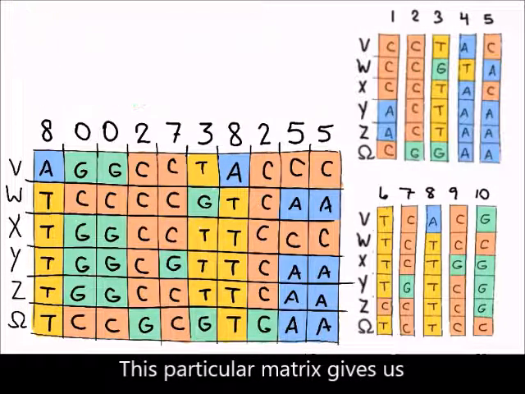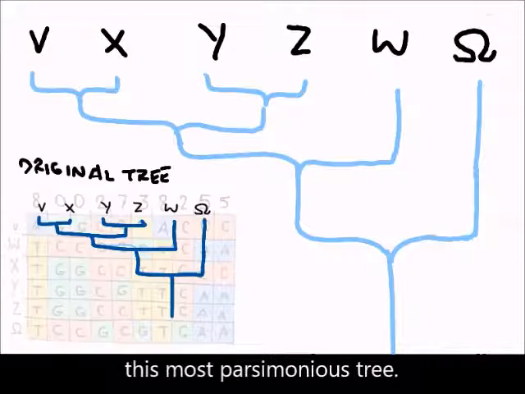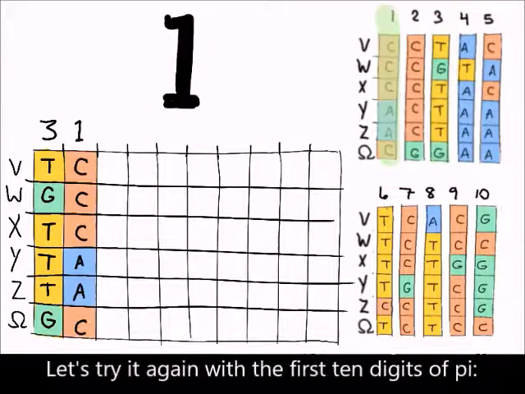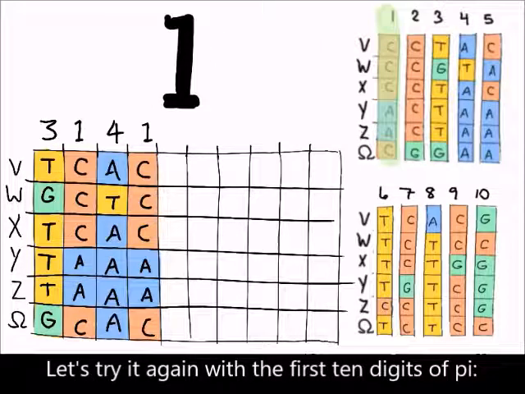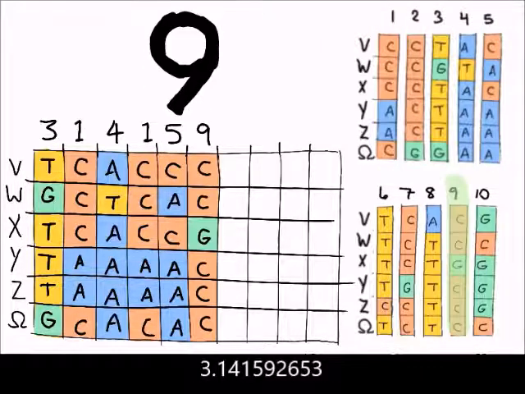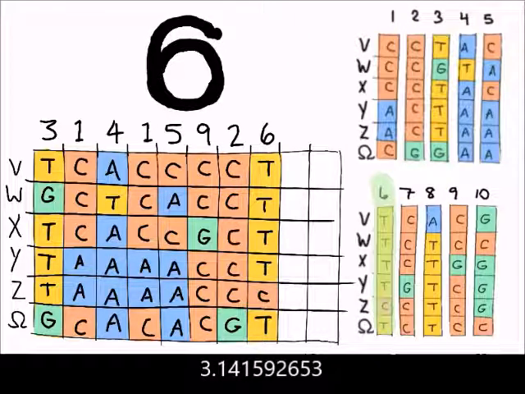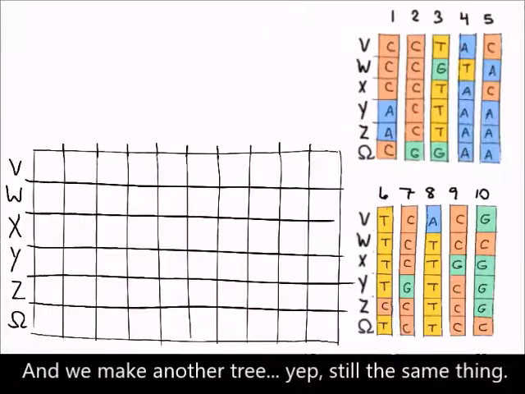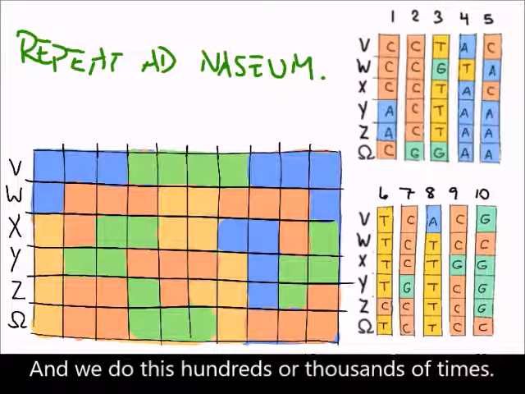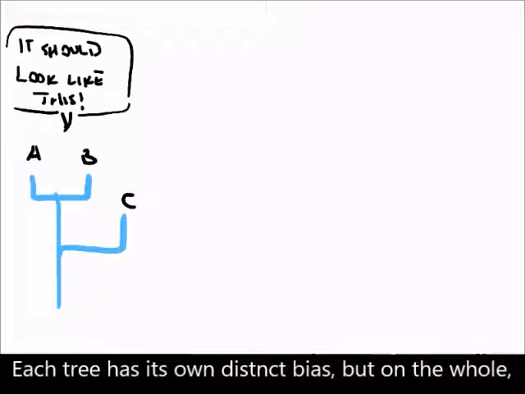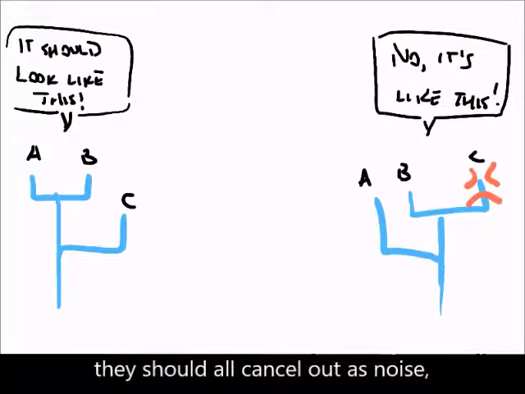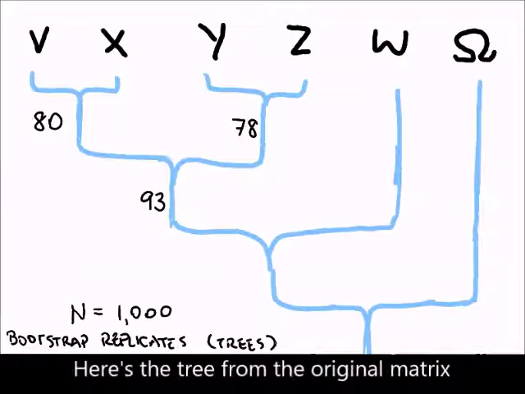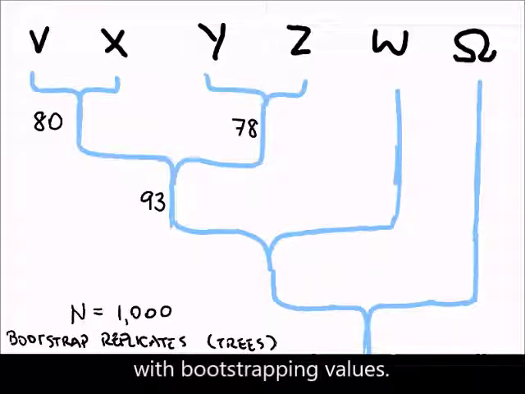This particular matrix gives us this most parsimonious tree. It looks pretty similar to the first one. Let's try it again with the first 10 digits of pi. 3.141592653. And we make another tree. Yep, still the same thing. And we do this hundreds or thousands of times. Each tree has its own distinct bias, but on the whole, they should all cancel out as noise and leave only the signal. Here's the tree from the original matrix with bootstrapping values.